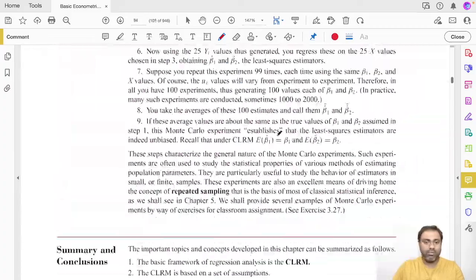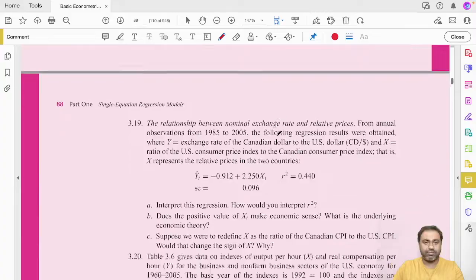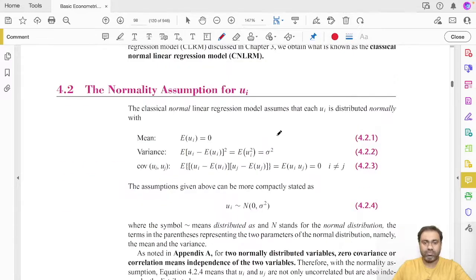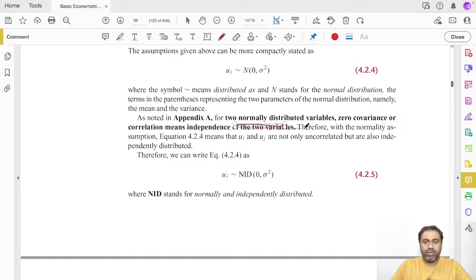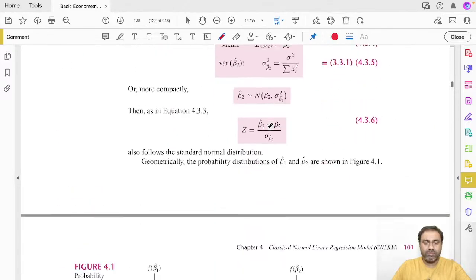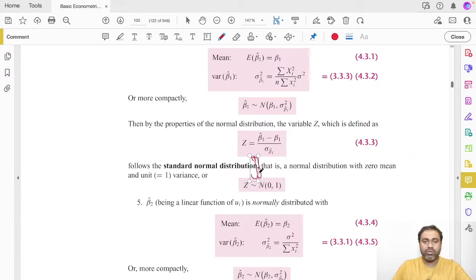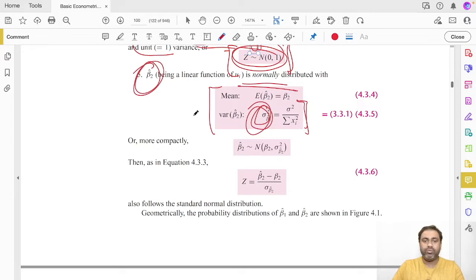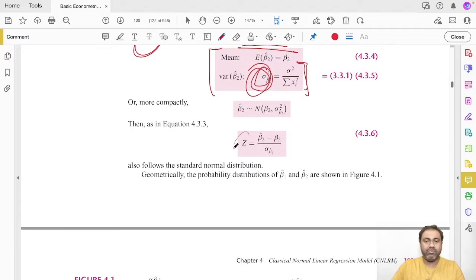Now the numerical example you may leave. Again, chapter 4 is important. Normally distributed, again all these things. Standard normal distribution, and how do you represent a standard normal distribution, this is the way. Mean, variance, how do you calculate this variance when your parameter is normally distributed, and this is again your test.